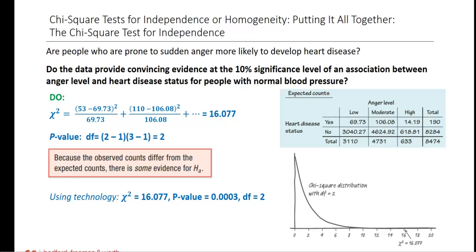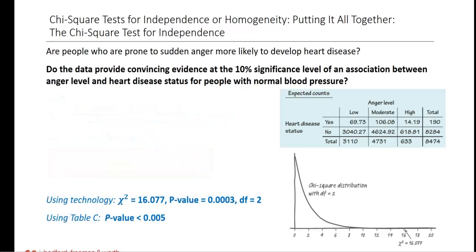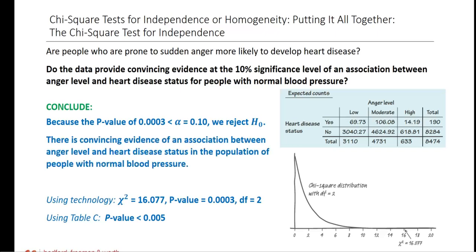Chi-squared, those were the values we had from the calculator. That's our conclusion. Because the p-value is so small, less than the alpha, we reject the null. There is convincing evidence of association between those two variables.